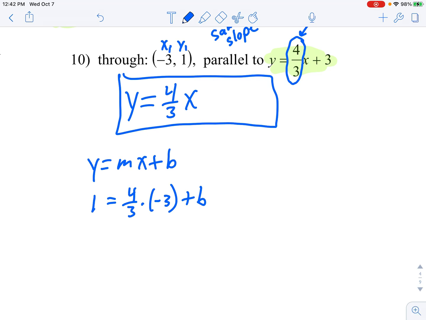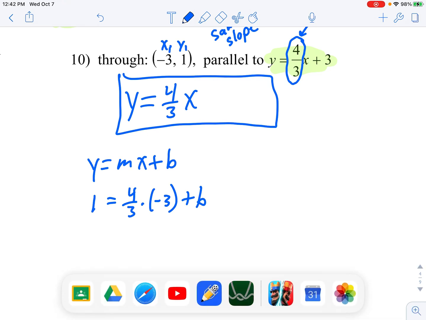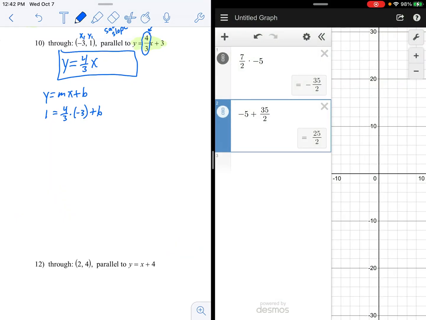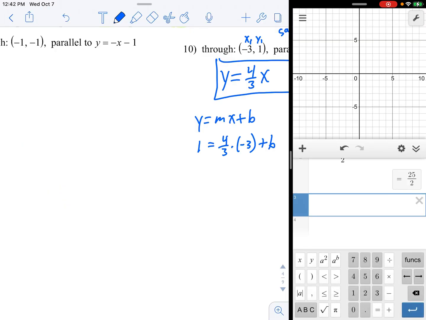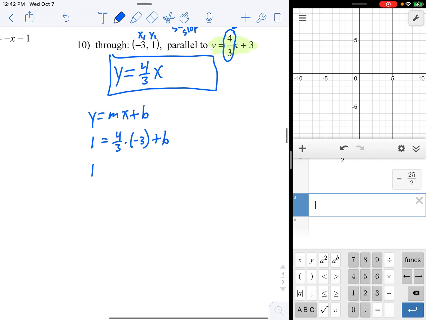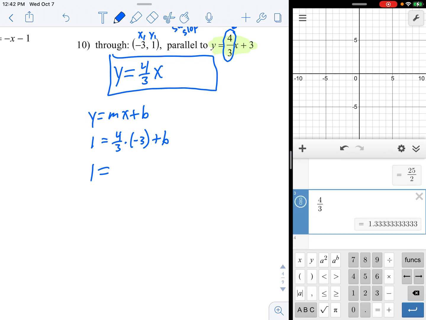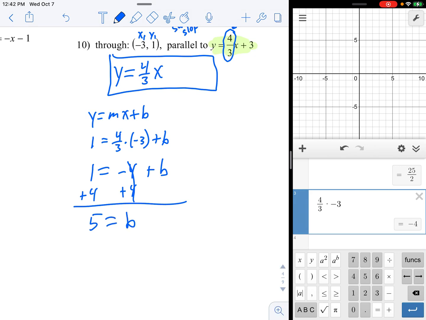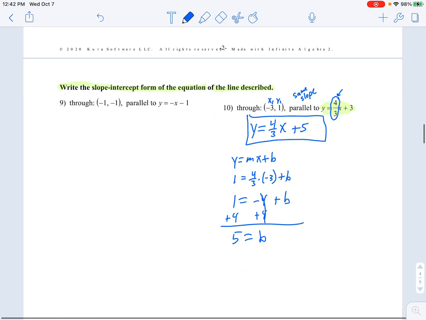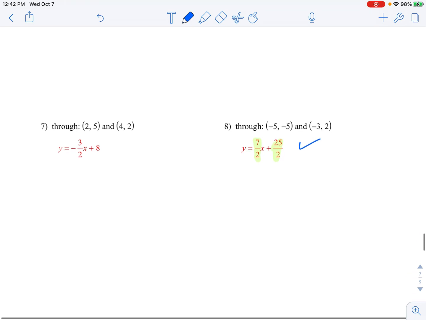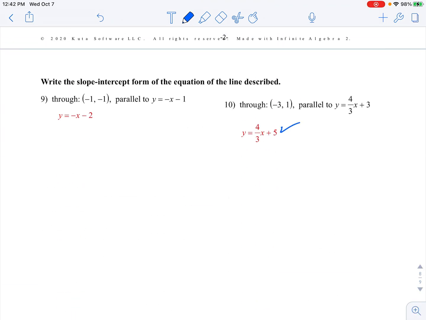Why did I use parentheses there? Why not? It doesn't matter. Now, I really hope you don't need the calculator on this one, but just in case, 1 equals 4/3 times -3. 4/3, move the cursor over, times -3 is -4. Add 4 to both sides. 5 equals b. That's a positive, so I put plus 5. And what's in the box should be the answer. Let me scroll down and check number 10. 4/3 x plus 5. Indeed, that is right.